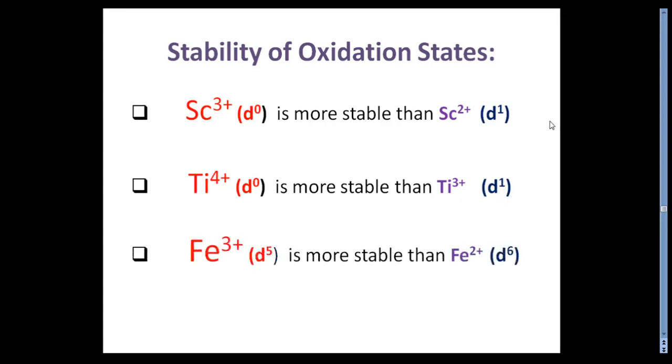In the same way, we can see that the ferric ion, Fe3 plus, having the D5 electronic configuration, is more stable because it is the half filled stable electronic configuration, than ferrous, that is Fe2 plus, which has the D6 electronic configuration.